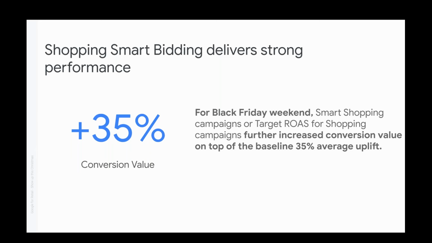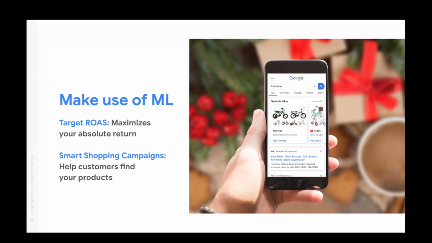And during the holiday period last year, an extra 35% was added on top. Also make use of machine learning. Make sure that you're bidding based on the potential value that each customer has to your business. You can use a target return on ad spend bidding strategy to maximize your absolute return at your desired efficiency, or go for a smart shopping campaign.